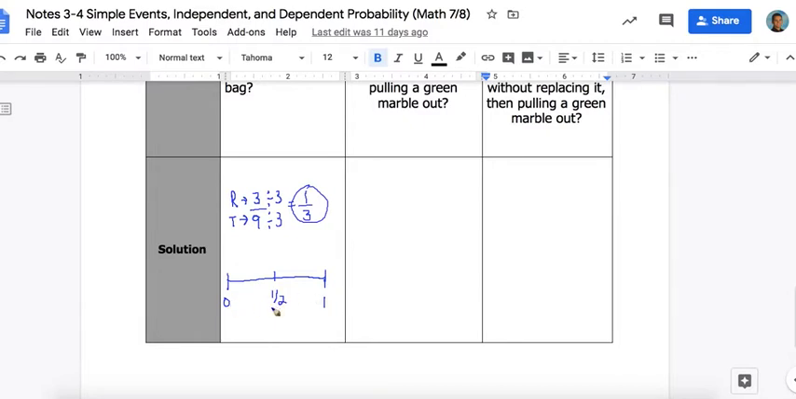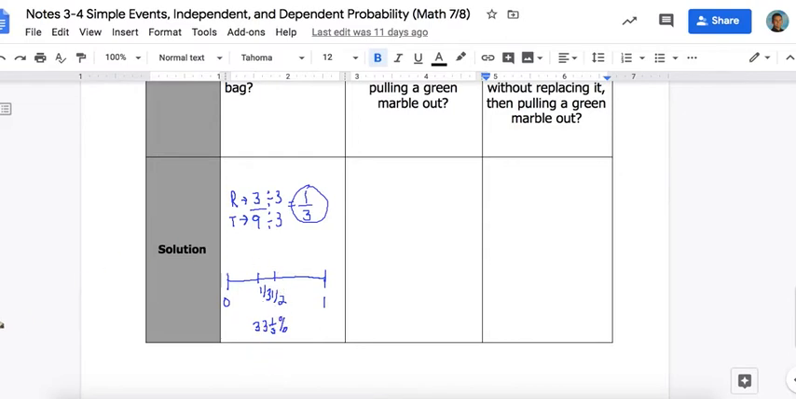So we have 0, 1, and 1/2. And 1/3 is 0.3 repeating as a decimal, which is about 33 1/3%. So that would be right about here, because 25% would be halfway between 0 and 1/2. So it'd be right about here, roughly, and that would be 33 1/3%. So not impossible, but not extremely likely to occur.